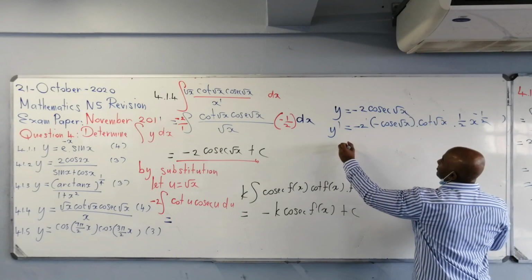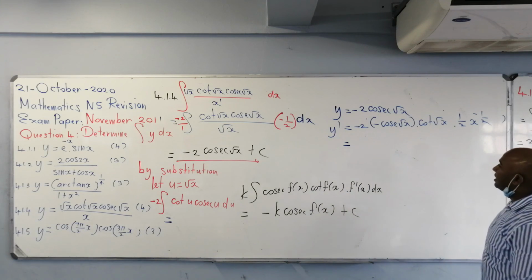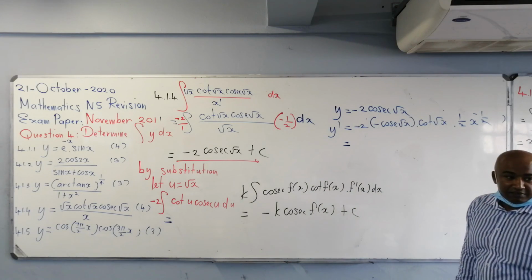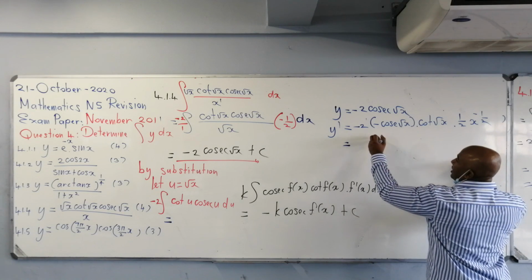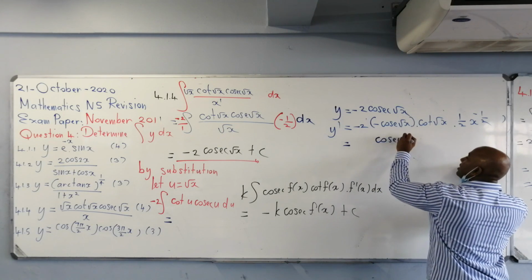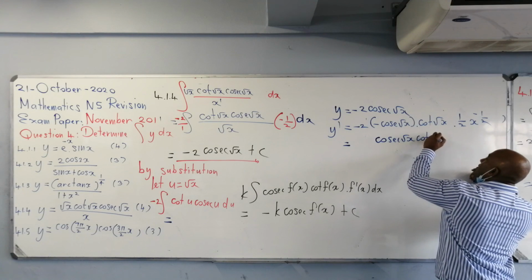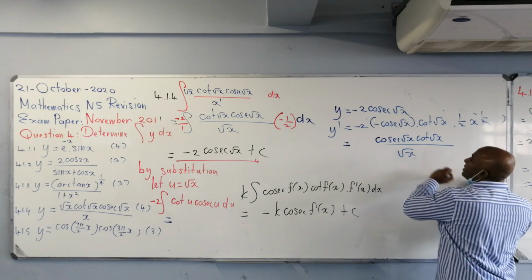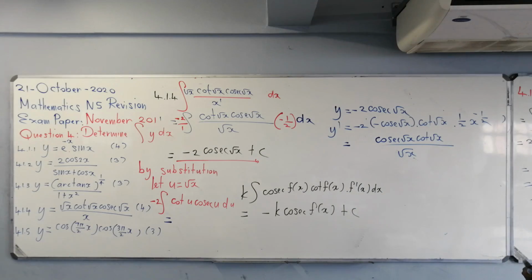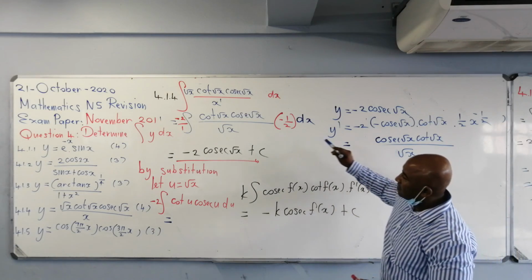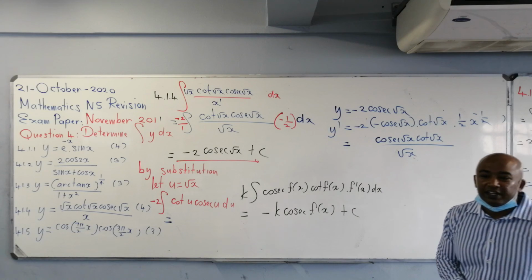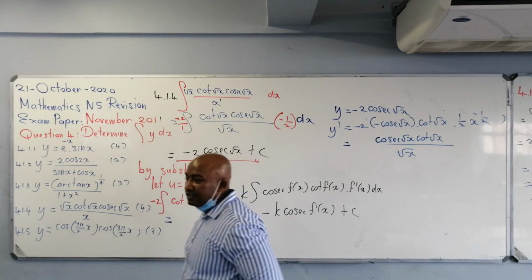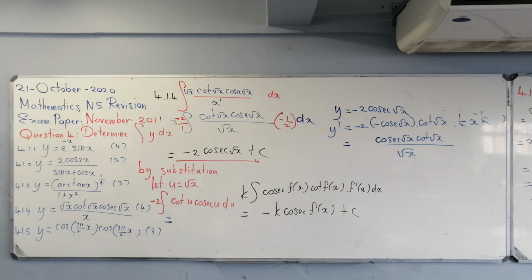So therefore, what will happen here? Negative times negative, positive, 2 and 2 cancel. So then I have cosec root x, cot root x, all divided by root x, which is it, you can see. Right, so that is using differentiation to check. We continue next time.